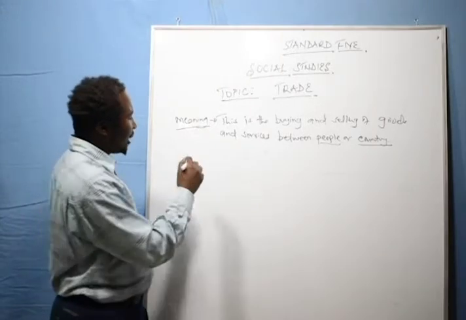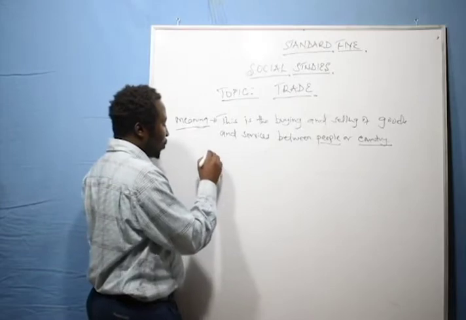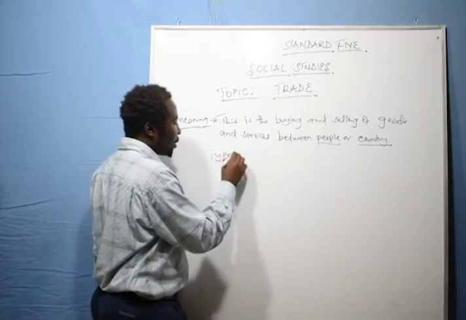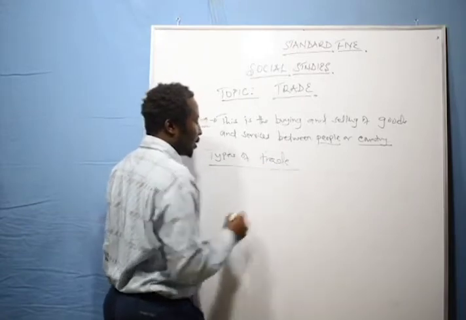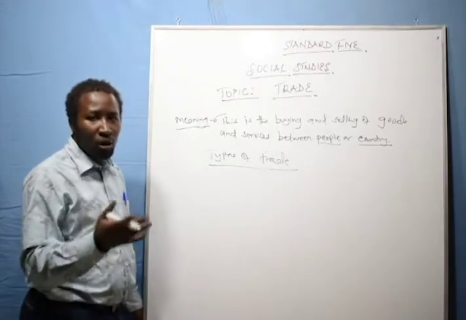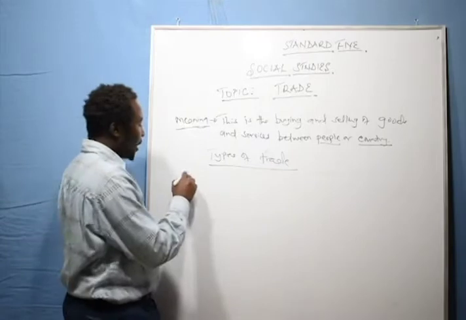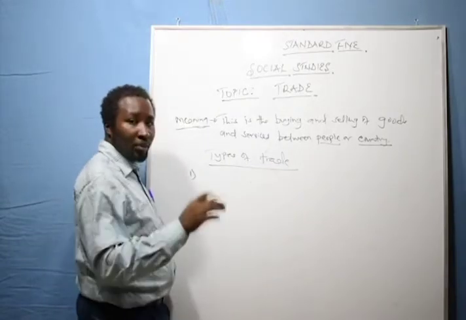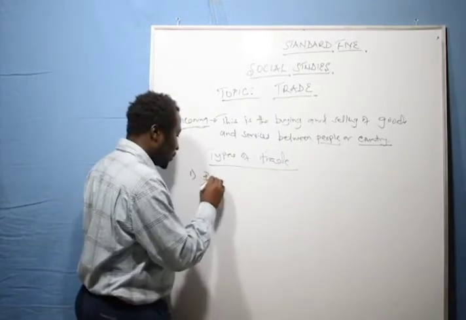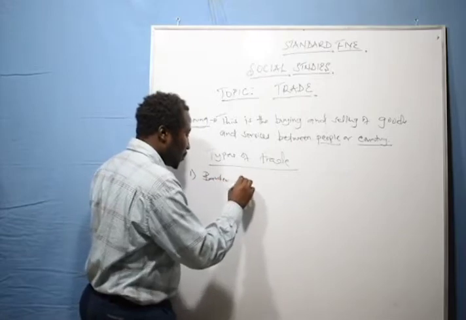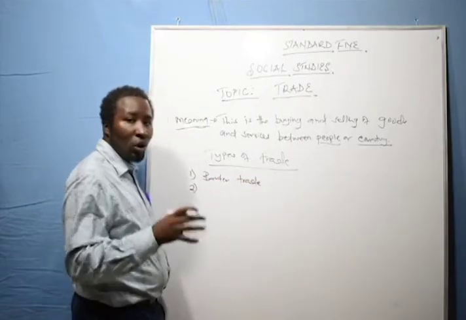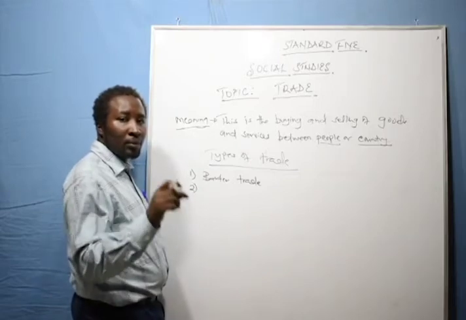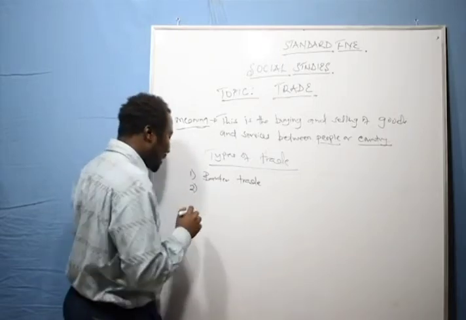As we earlier looked at in class 4, the types of trade. In class 4 we talked about two types of trade. Number 1 was the barter trade. And secondly, we talked about monetary trade or currency trade.